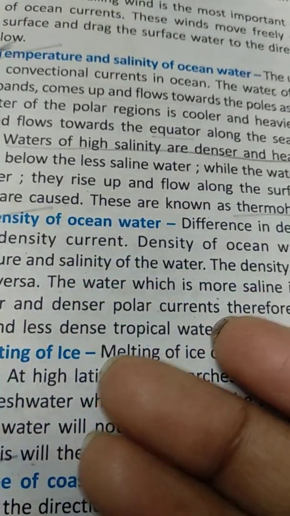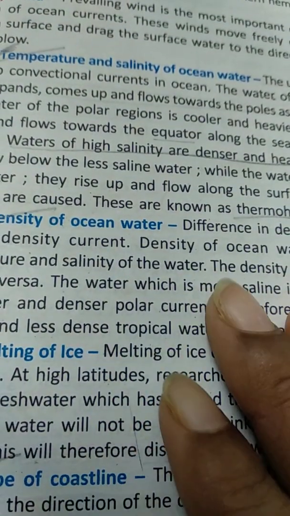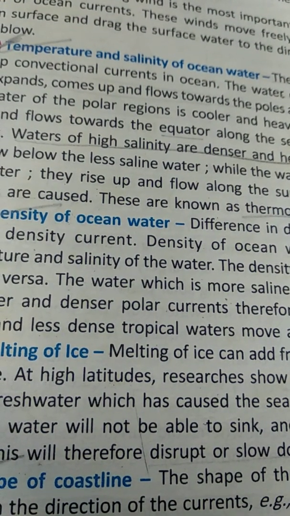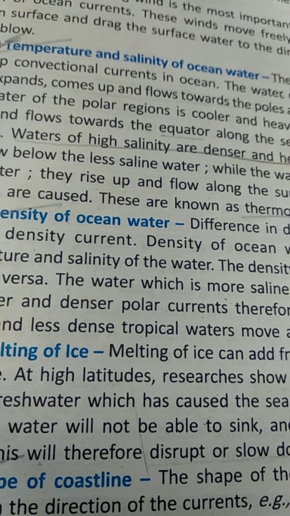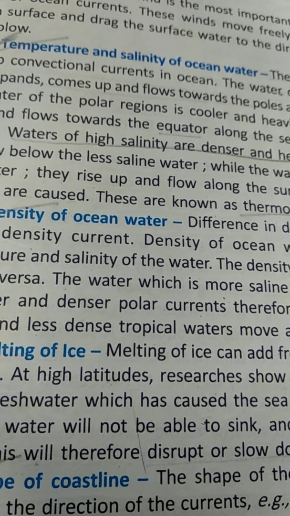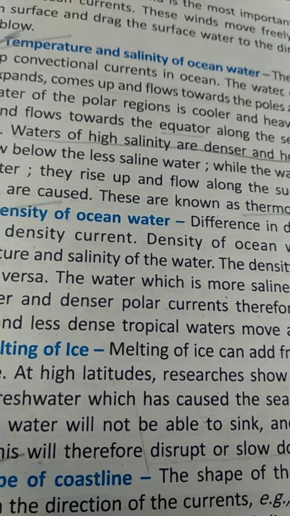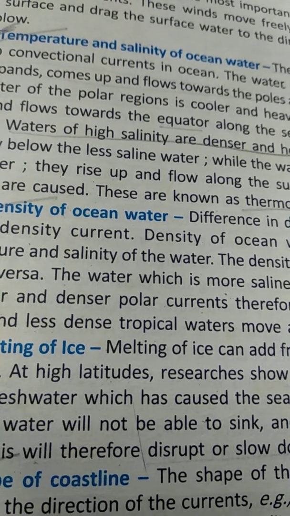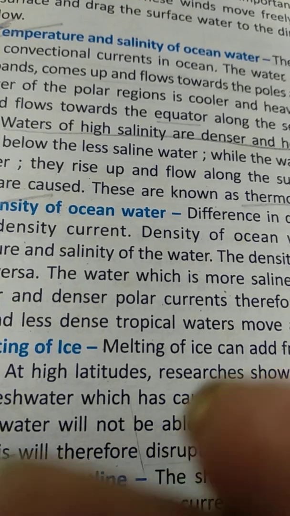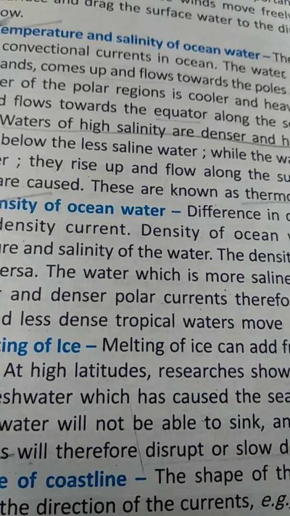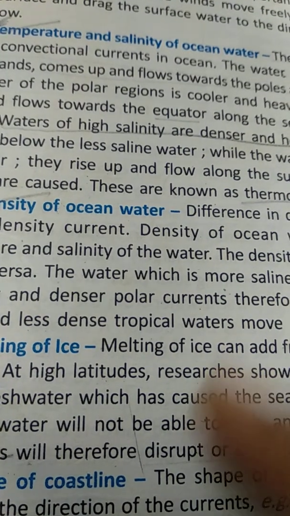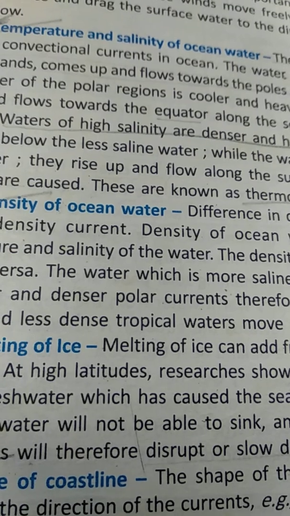It is not flowing at the top level; it is flowing at an under level and comes towards the equator, whereas warmer and less dense tropical water, the water near the equator, moves up and remains at the top, and moves towards the pole region. So this movement is going on continuously.